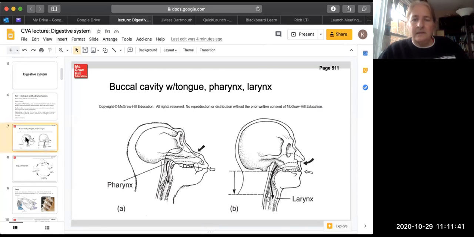Okay, so looking at the buccal cavity, here's a chimp and a human, just to show. There's the tongue on the bottom here, right? This area is called the pharynx, and this is the larynx. We talked about that with the respiratory system, on Tuesday. The pharynx is at the back of the throat, and the larynx is where the vocal cords are, and where the trachea and esophagus are divided.